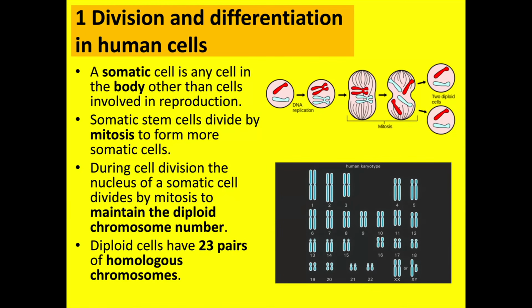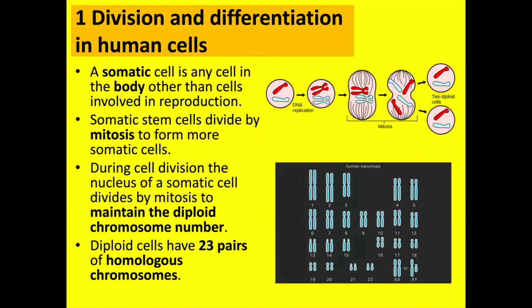So we'll start off first of all with the somatic cell. The somatic cell is any cell in the body other than the cells involved in reproduction. So that'll be your liver cells, your brain cells, your muscle cells, all of the cells that make up your body other than those involved in reproduction. And we'll talk about those cells in reproduction in a moment or two. Okay, so try and get familiar with that word, somatic cell.